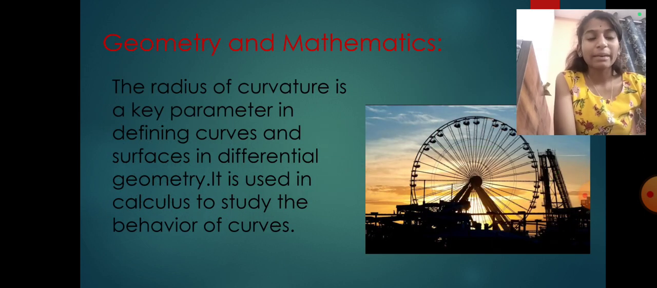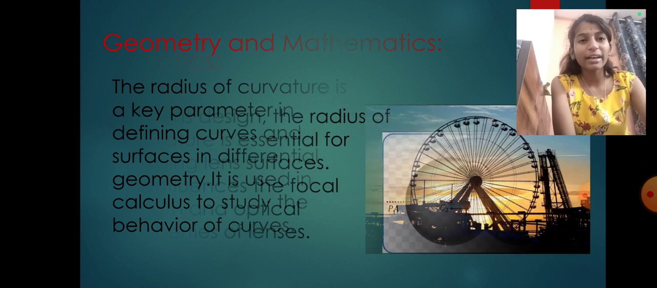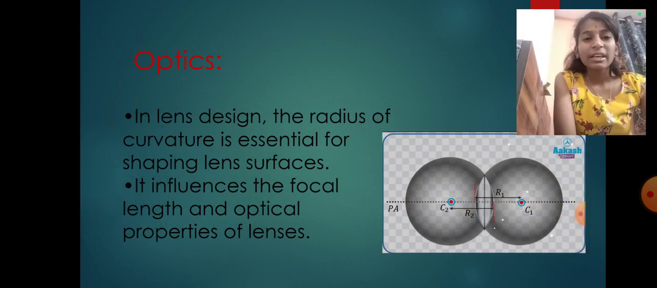In geometry and mathematics, the radius of curvature is a key parameter in defining curves and surfaces in differential geometry. It is used in calculus to study the behavior of curves. The next one is optics. In lens design, the radius of curvature is essential for shaping lens surfaces. It influences the focal length and optical properties of lenses.